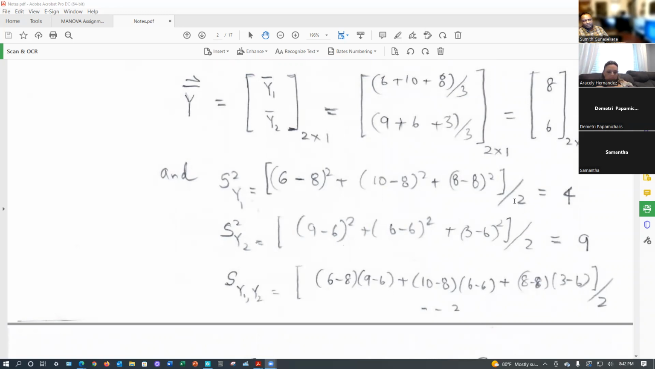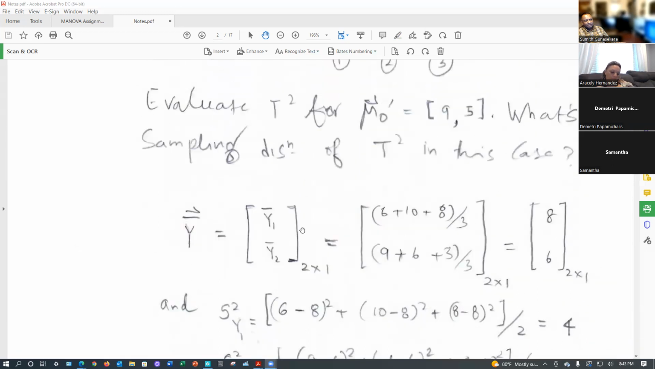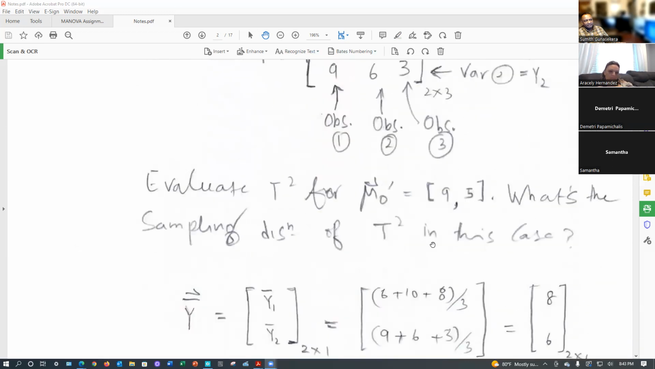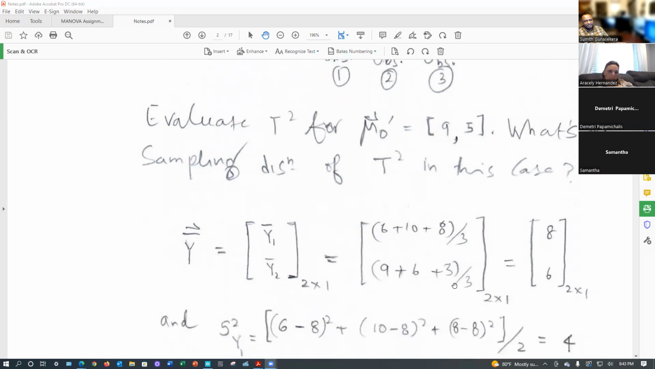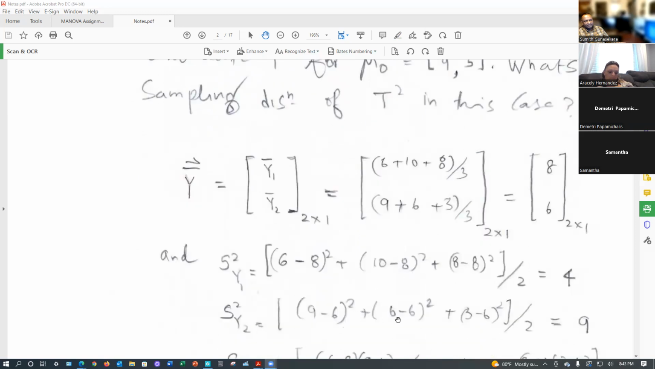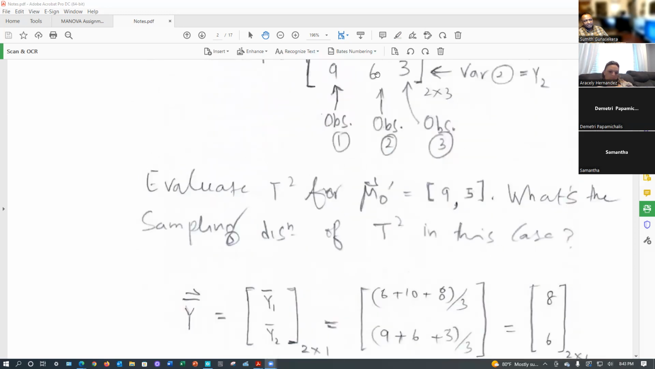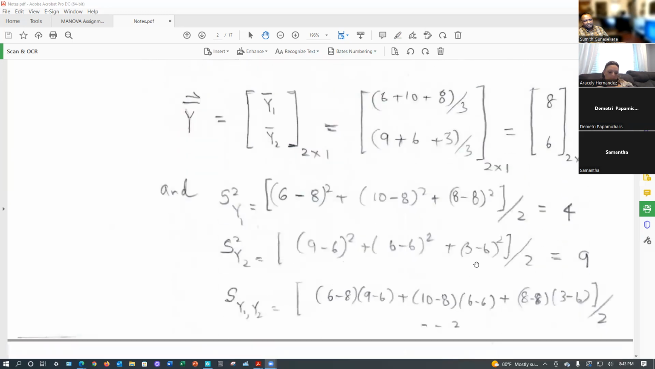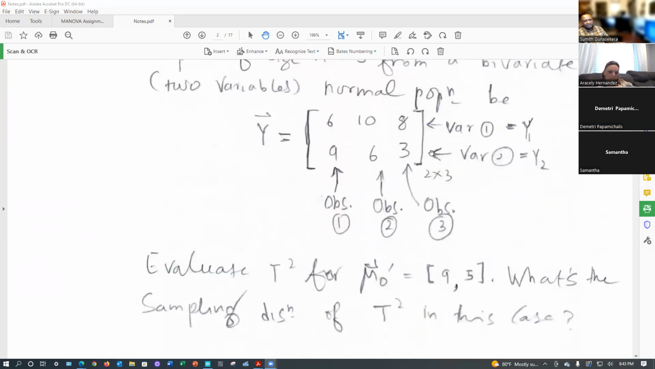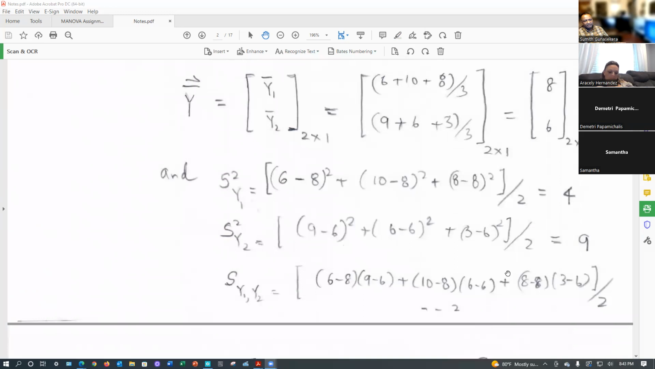You can remember how many observations we have? We have 3 observations. So n minus 1, that's why 2, we get this one. In a similar fashion, you can do this one. We go to this one, 9 minus its own mean, which is 6, square, plus 6 minus 6, next reading, square, plus 3 minus 6, square, and divided by n minus 1, which is 2, plus 9.